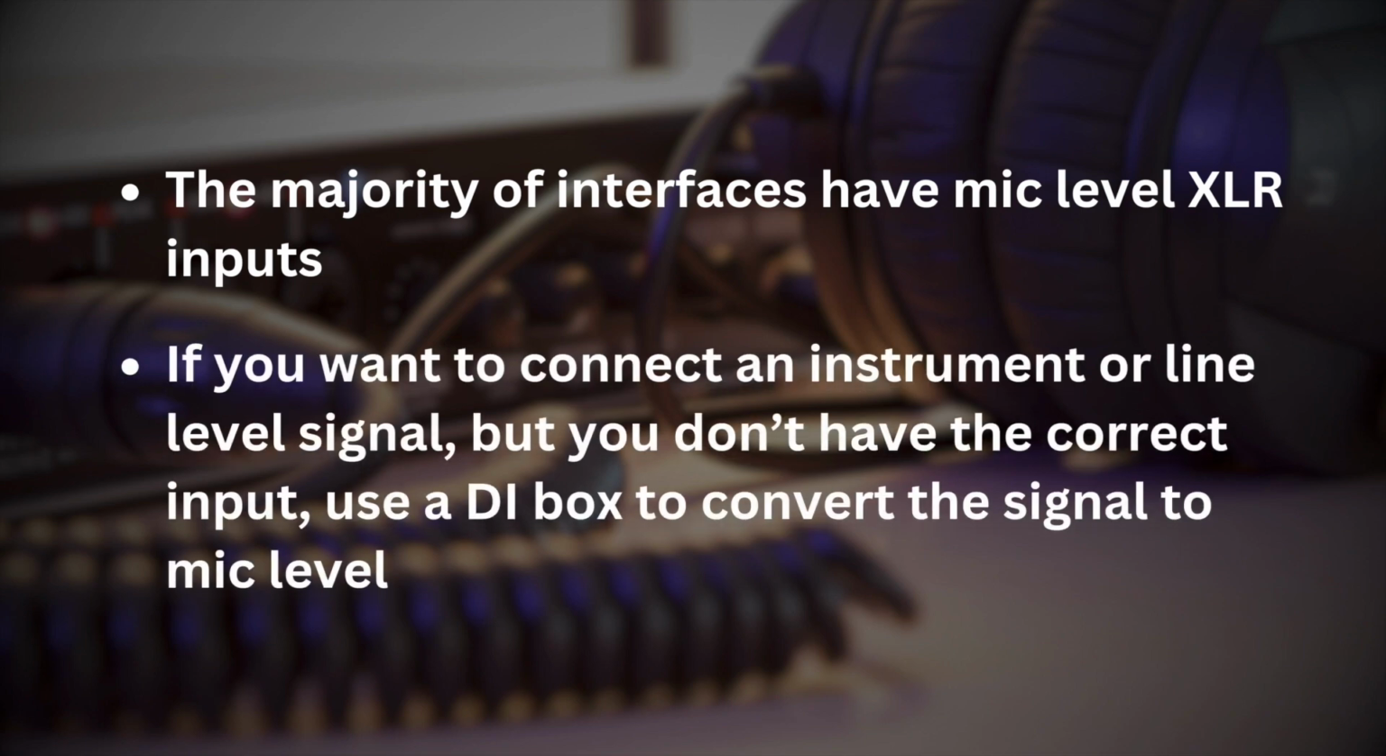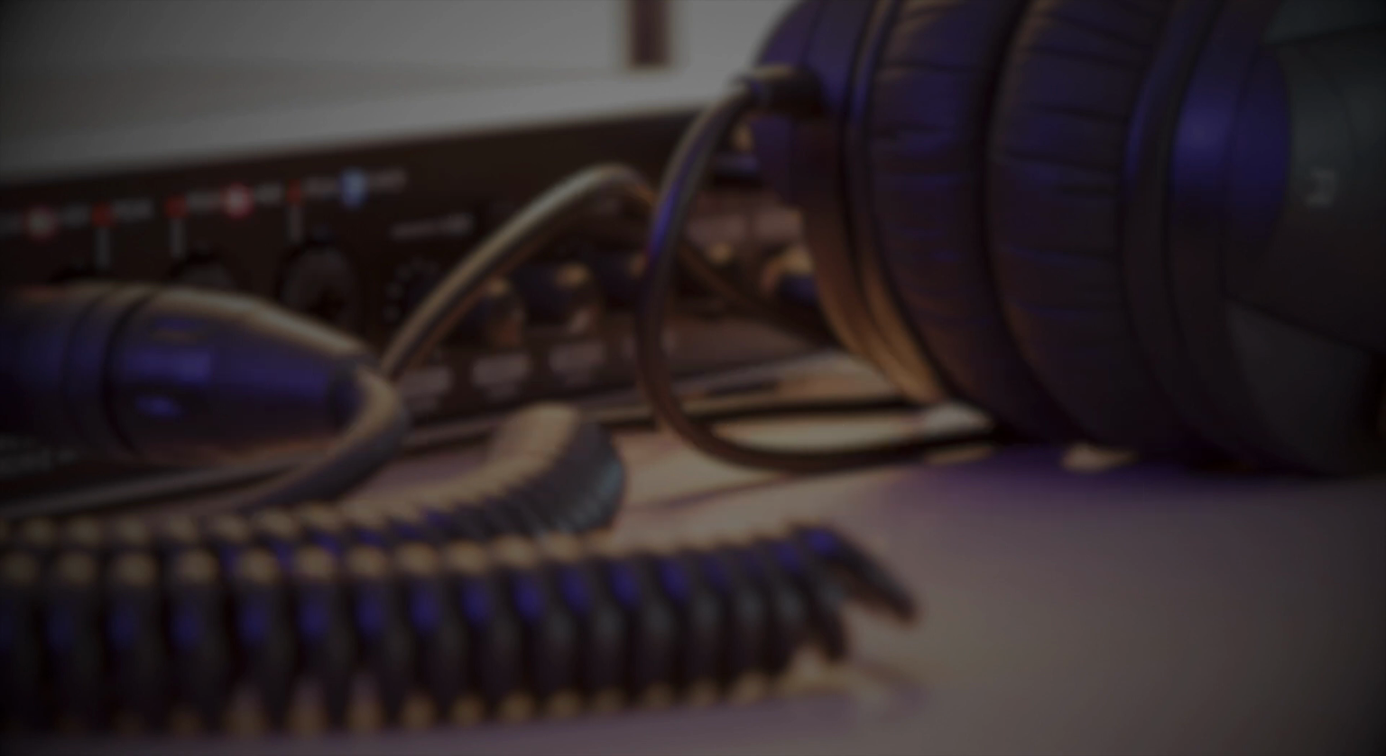In this instance, what you would need to do is you would need to use a DI box. Now, I did a video on DI boxes a few weeks ago, and I'll put a link to it on screen. But just to briefly recap, what you would do in this instance is you would connect the keyboard to the DI box, and then you connect the DI box to the mic level input. And what that DI box will do is it will convert that line level signal coming out of the keyboard into a mic level low impedance signal, which is what the microphone input on your audio interface is expecting to receive.